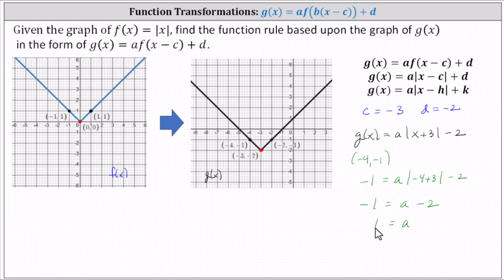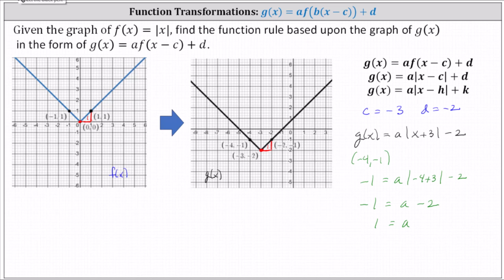Because a equals +1, we don't have a vertical stretch or compression. And just to verify this, if we look at the graph of f of x, notice if we start at the vertex and move right, or x increases by 1, notice the function value or y value increases by 1. And if we try the same movement on g of x, starting at the vertex, if we move right 1 or x increases by 1, once again, the function value or y value also increases by 1. This indicates we don't have a vertical stretch or compression, verifying a equals 1.